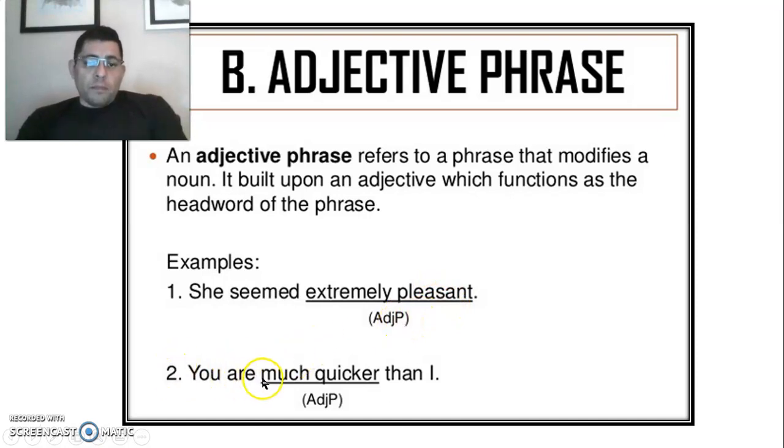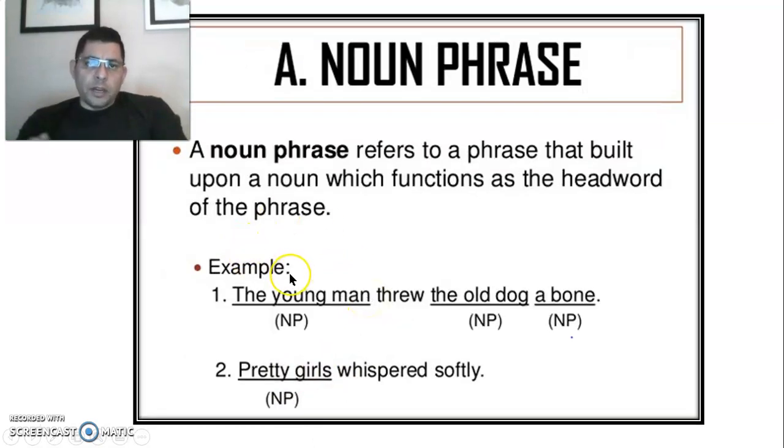In number 2, "you are much quicker than I." If you see, much is an adverb, but quicker is a comparative form, or the comparison, of quick. Now, maybe your question here is, why are you calling these adjective phrases if, for example, we have different words in here? And, for example, here, in our previous definitions of noun phrases, why this one cannot be an adjective phrase? Let me tell you something.